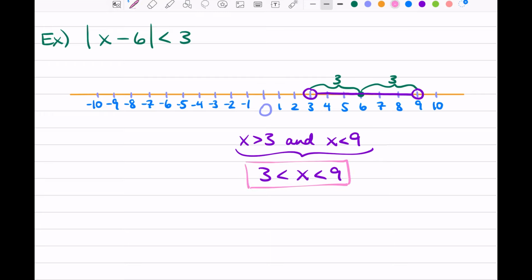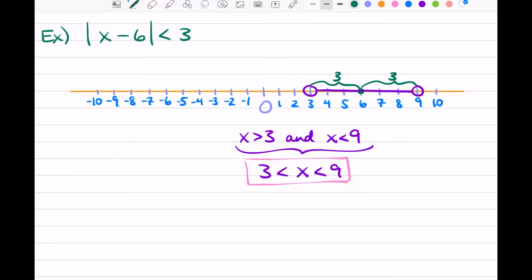So we were given our clue that the distance from x to 6 is less than 3. And we figured out that x could be anywhere between 3 and 9 and satisfy that clue. All right, let's try another.